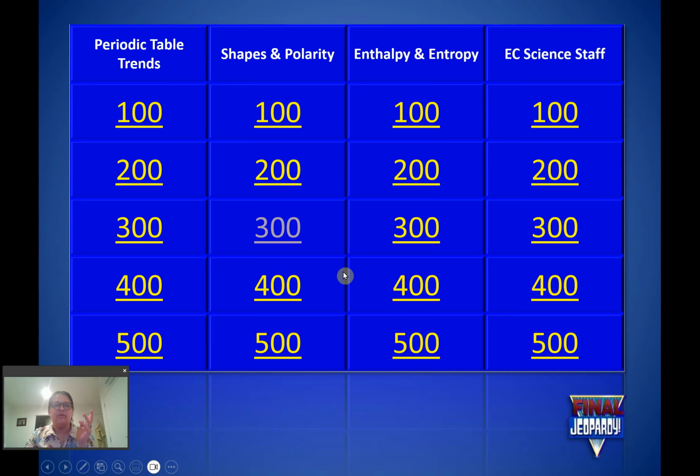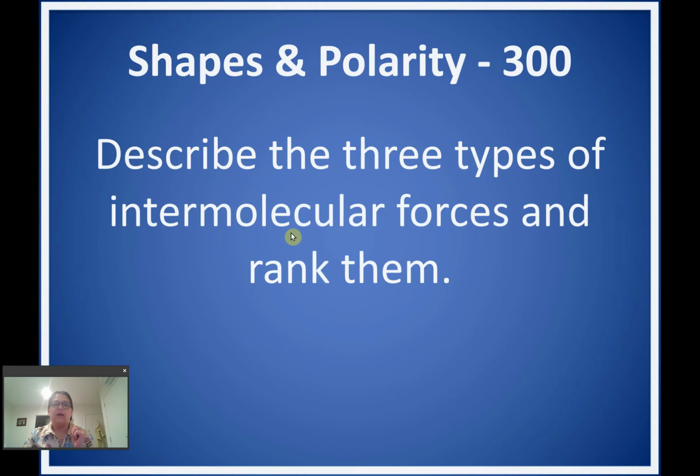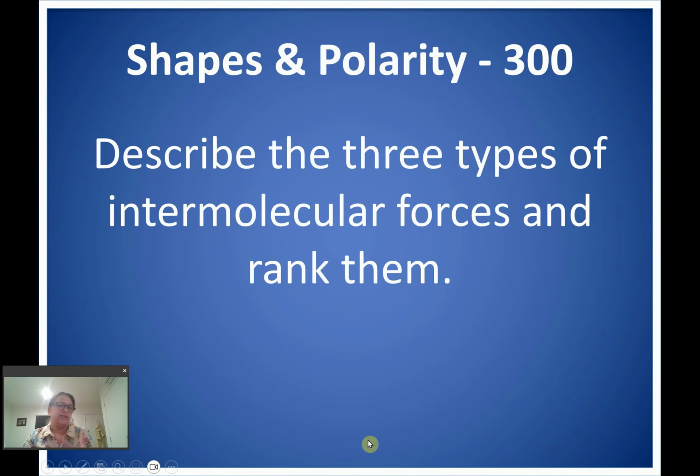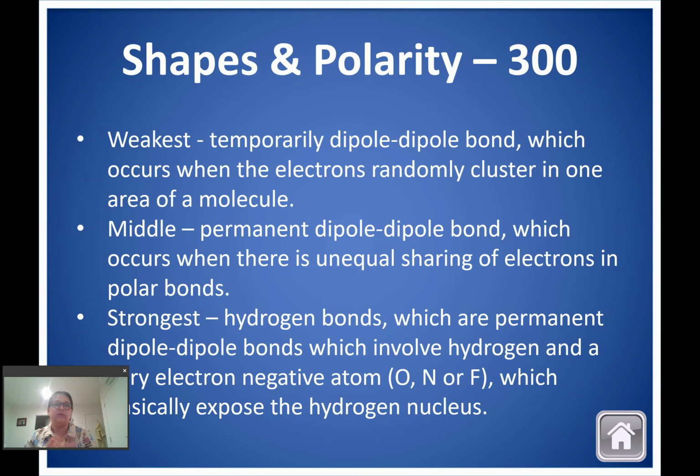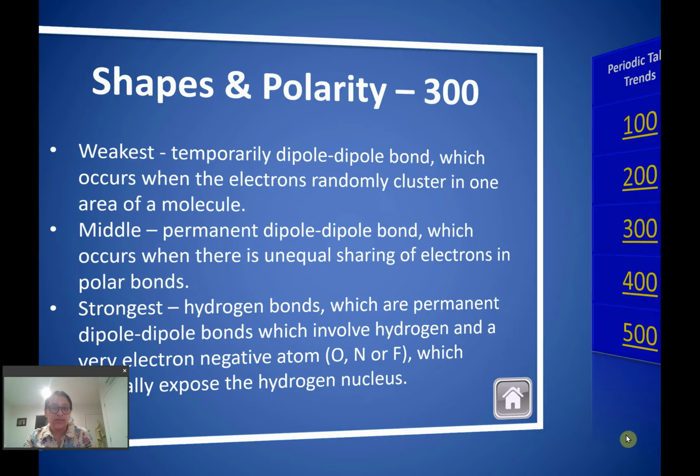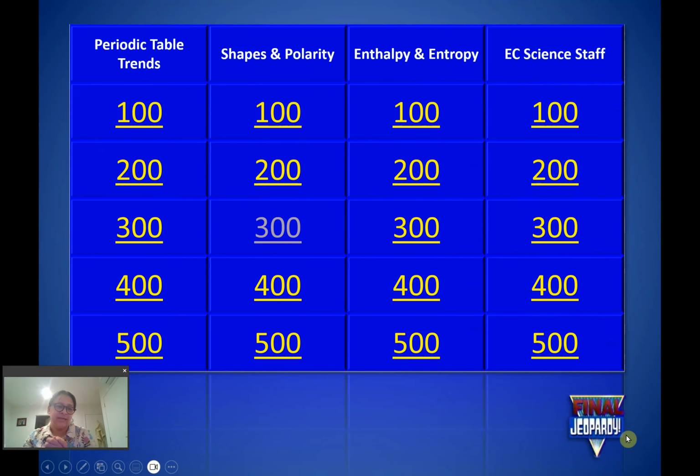So for example, if we're looking at shapes and polarity and the students have picked 300 points, this PowerPoint, which I cannot take credit for making, all these beautiful hyperlinks, will jump to that question for students to then read. And then if you just click the next slide, you'll see the answers. On the answer slide, it also goes back to the home screen. So now you are back to the beginning and you can ask the next question.